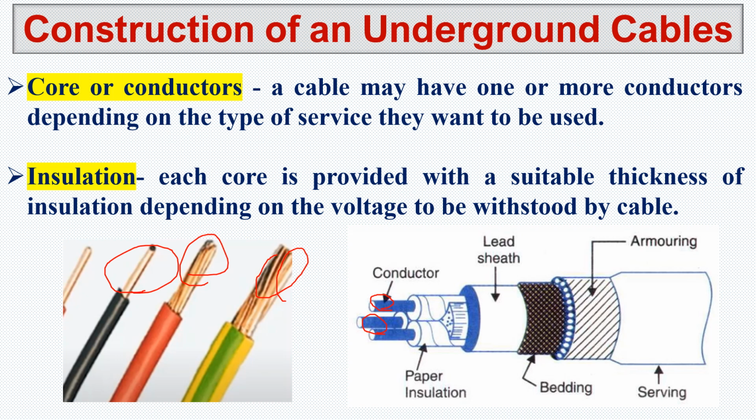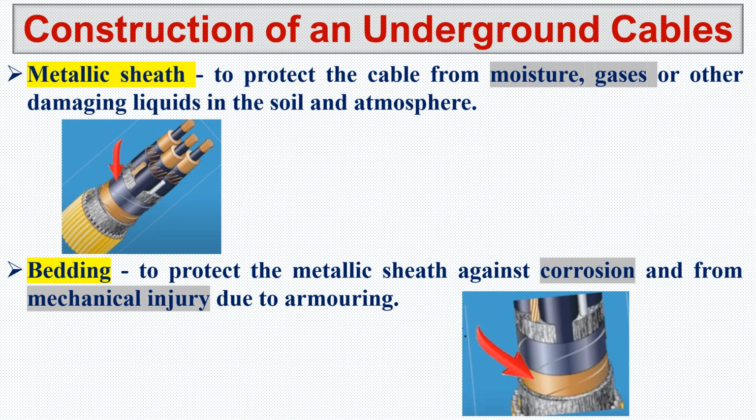Then immediately after the core we have insulation. We provide a suitable thickness of insulation depending on the voltage level, so we have a different thickness for the insulation depending on the voltage level. This is your insulation. Next to the core we have insulation, so each conductor has insulation surrounding it. Okay, so that's clear. Core and insulation are the basics for any wires.